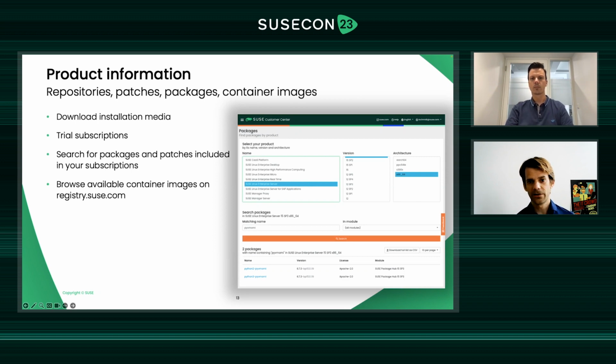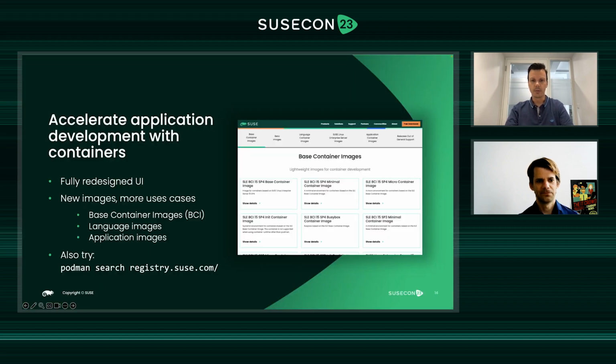For container-based workloads, we provide a lot of supported container images at registry.suse.com. Registry.suse.com is our container catalog, basically, where all images are. And as more workloads move to containers, we can also continue to improve the registry. So I'll show you a bit about that.